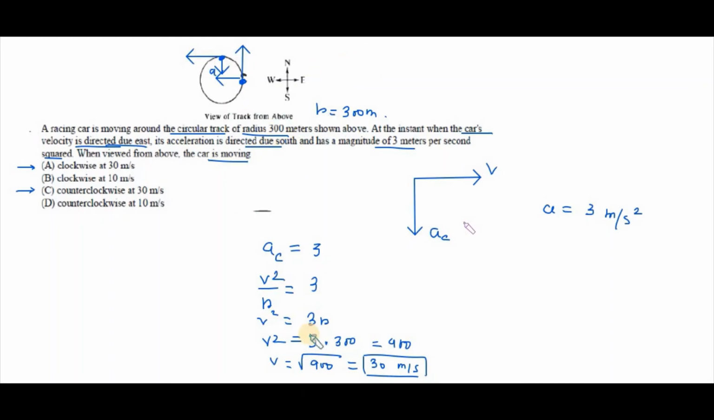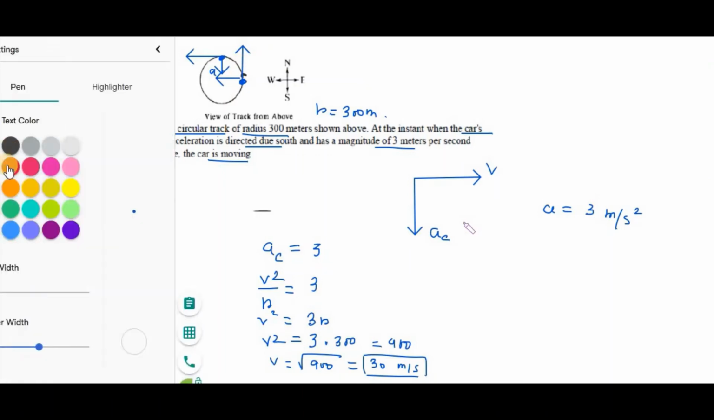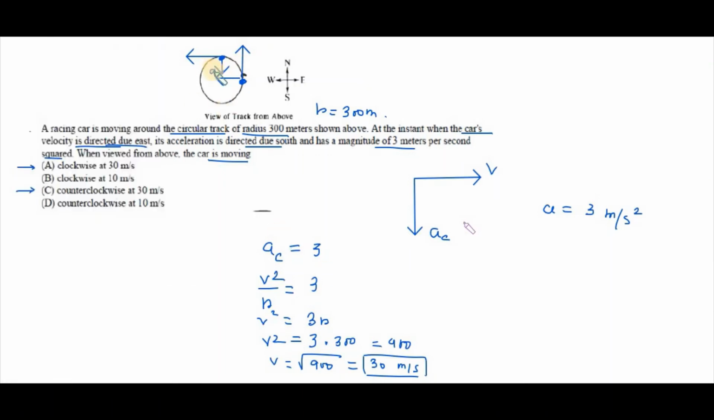That means if we consider clockwise direction at the same point, so we can consider the car is moving in clockwise direction, and at the same point if we draw the velocity vector, it would be along the tangential direction, and it would be towards the east, and its centripetal acceleration is towards the center of the circle, that is representing the south. That means the final answer will be clockwise at 30 meter per second.